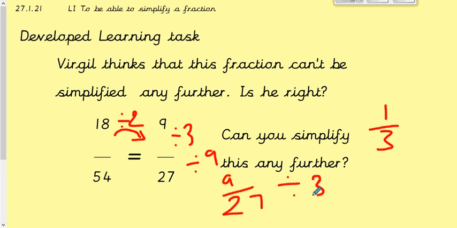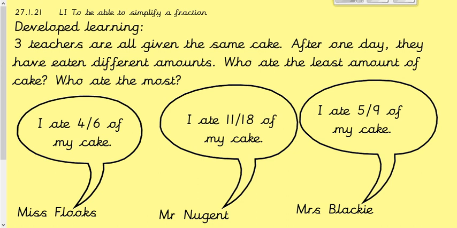So if we divide that by 3, 9 divided by 3 is 3. 27 divided by 3 is 9. And then you would have divided it by 3 again. 3 divided by 3 is 1. 9 divided by 3 is 3. So you still get the same answer, it just means that it takes a bit longer. But if you find that easier, then that's fine. I don't mind how long it takes as long as you get the right answer. And we have one more to go through before you go on to your learning.